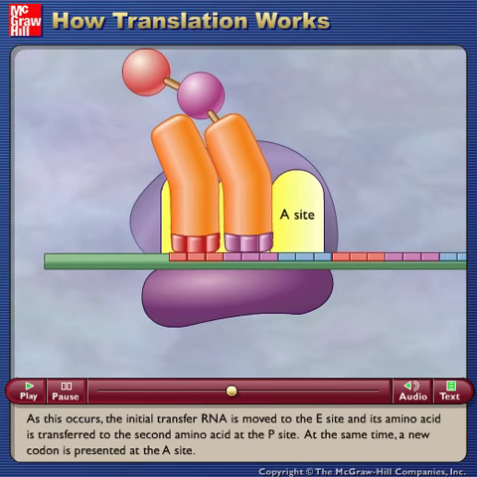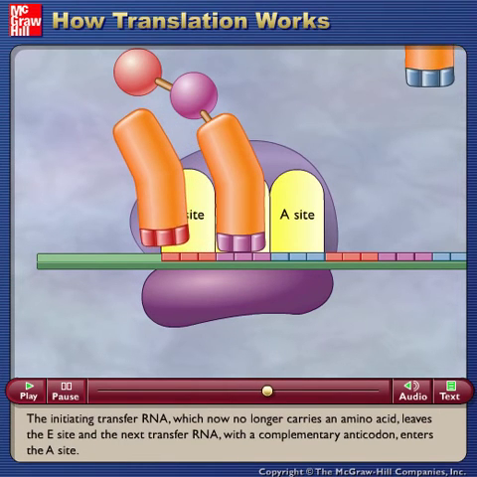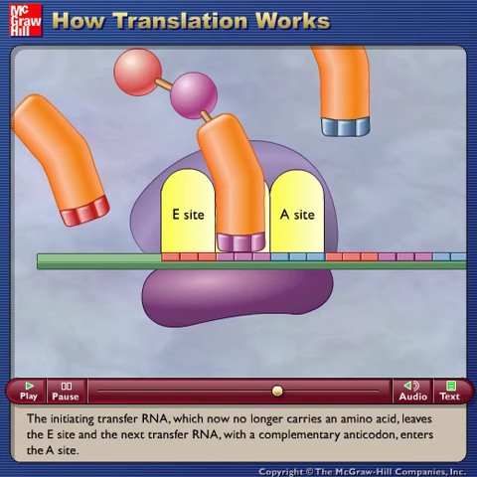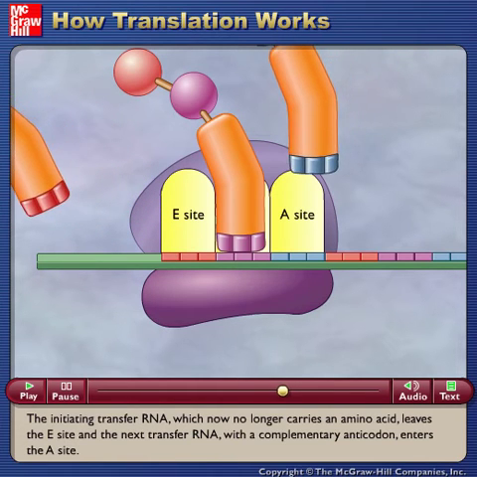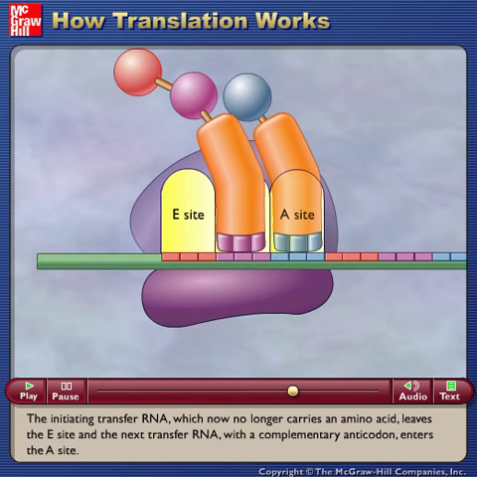As this occurs, the initial transfer RNA is moved to the E site and its amino acid is transferred to the second amino acid at the P site. At the same time, a new codon is presented at the A site. The initiating transfer RNA, which now no longer carries an amino acid, leaves the E site and the next transfer RNA with a complementary anticodon enters the A site.